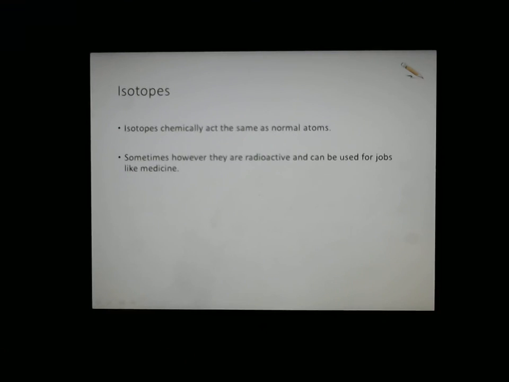So as we just said, isotopes are the same chemically. However, they are radioactive, and so they can be used for jobs, medicine being a big one, and from that is going to be the big basis of our unit. We'll leave it at that because we'll talk more about deuterium as we go through the rest of the unit. That clarifies our first things.